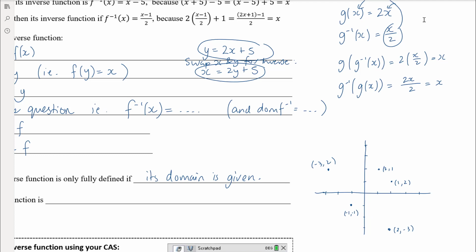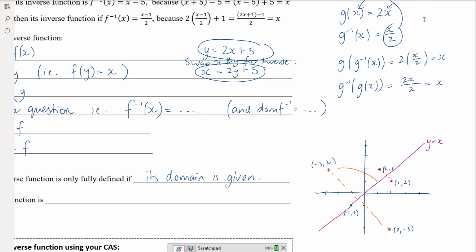Now what's actually happening when we're swapping x and y values is we are reflecting these points in the line y equals x. Okay, so this point here at 1, 2 went to this point here at 2, 1, reflected in the line y equals x. The point negative 1, negative 1 didn't go anywhere because it's on the line y equals x. Okay, the point 2, negative 3 became the point negative 3, 2, reflected in the line y equals x.